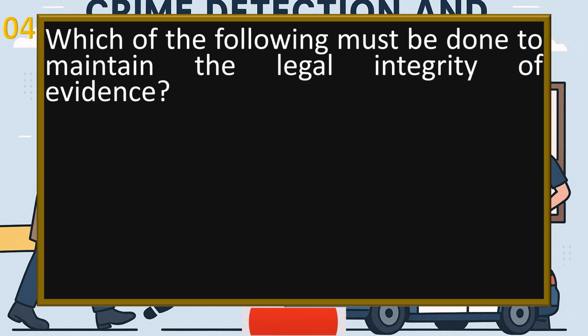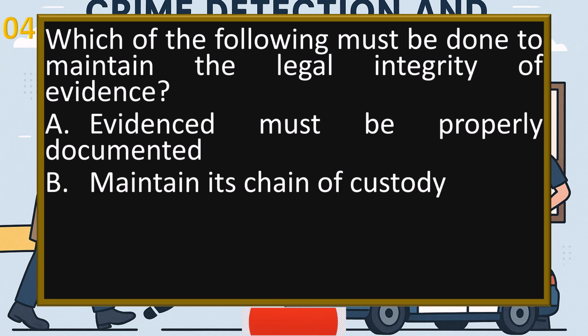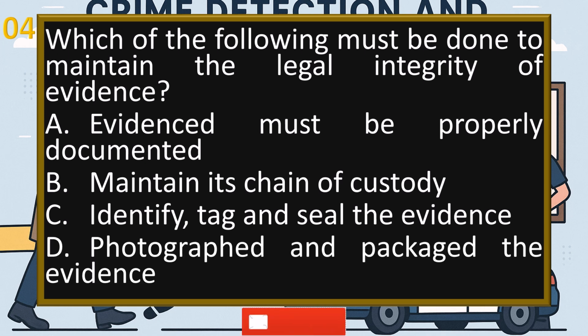Which of the following must be done to maintain the legal integrity of evidence? A. Evidence must be properly documented. B. Maintain its chain of custody. C. Identify, tag and seal the evidence. D. Photographed and packaged the evidence.